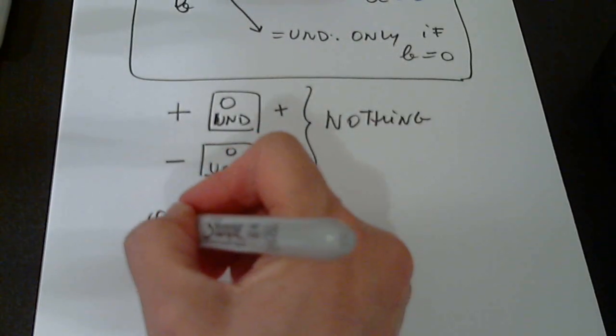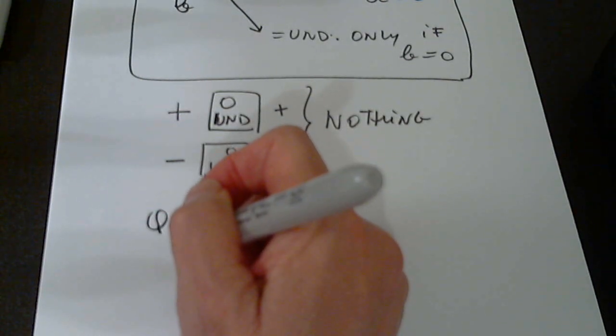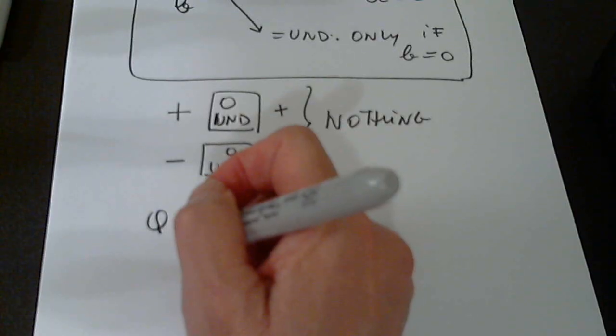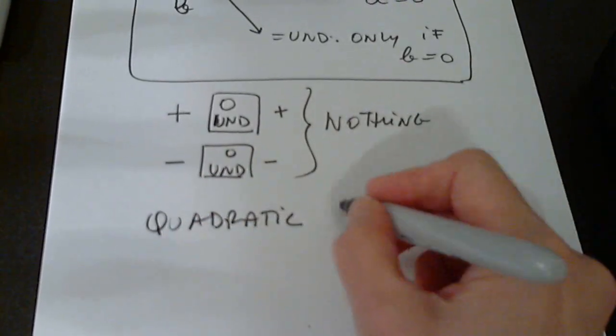Is this all still 3.1? Everything so far is 3.1, yes. Okay, thank you. Quadratic functions.